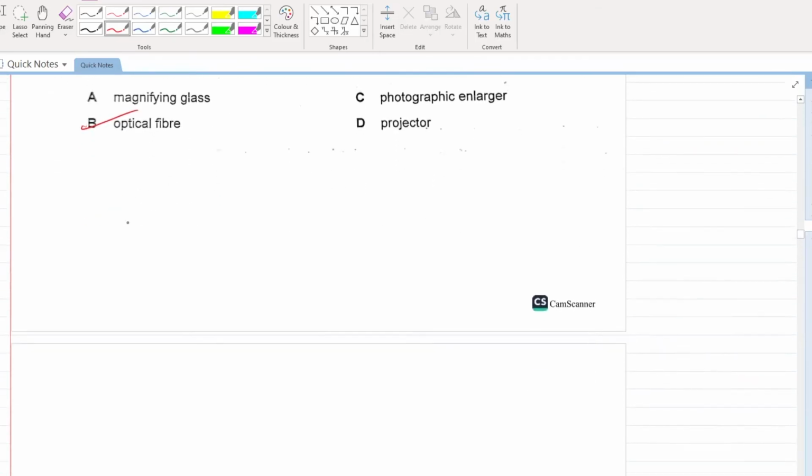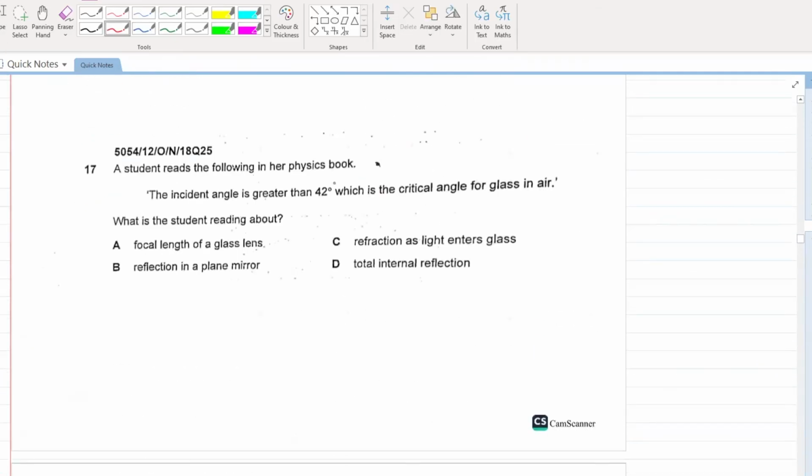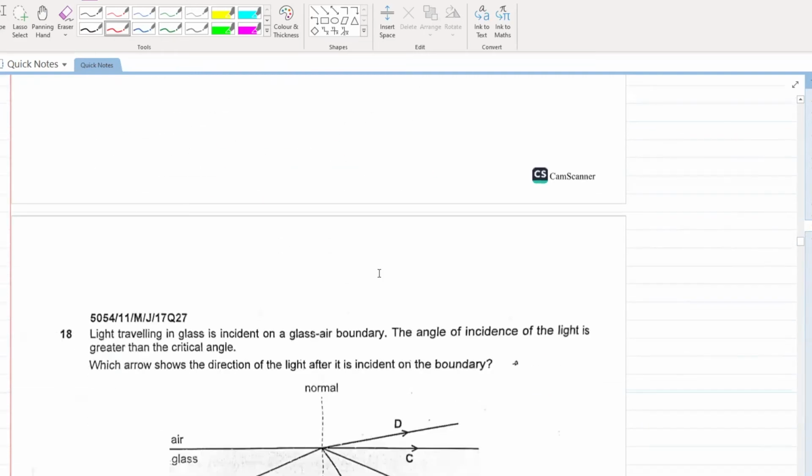Which device uses total internal reflection: magnifying glasses, optical fibers? B is your answer. The student reads the following in her physics book: the incident angle is greater than 42 degrees, which is the critical angle for glass in air. If the incident angle is greater than the critical angle, what happens? Total internal reflection. D is your answer.